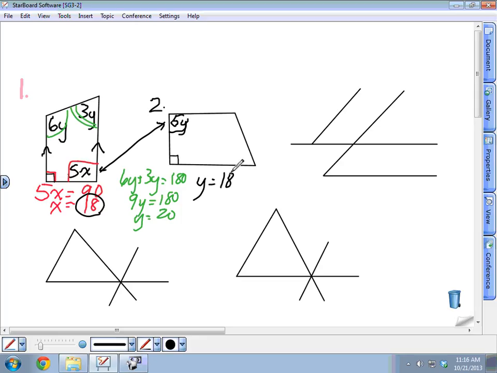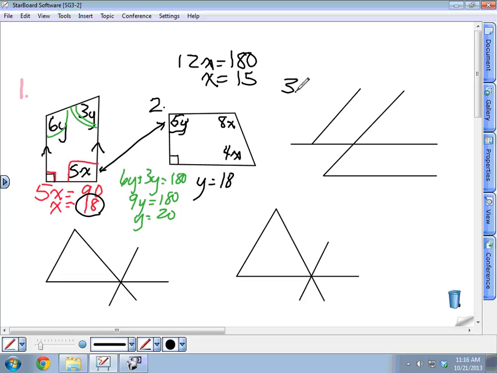Now, you have 4x and 8x here. So 4x here, 8x here, and again, they are supplementary, so you have 12x equals 180. Okay? So x is equal to 15. Okay? Number 3 is over here.